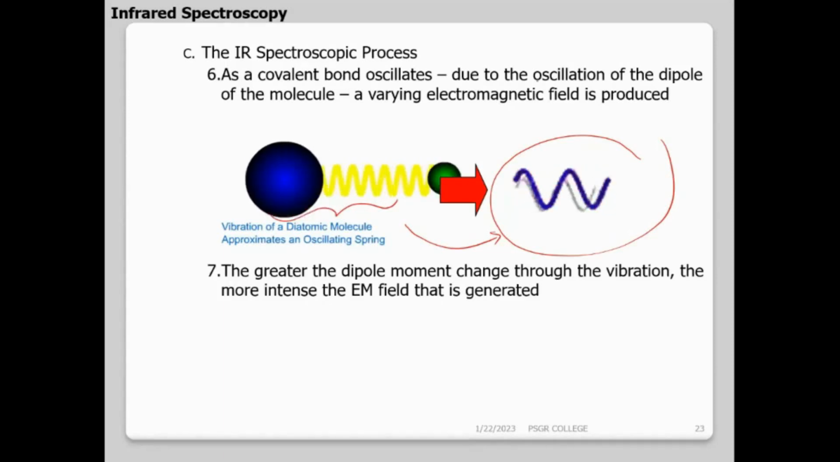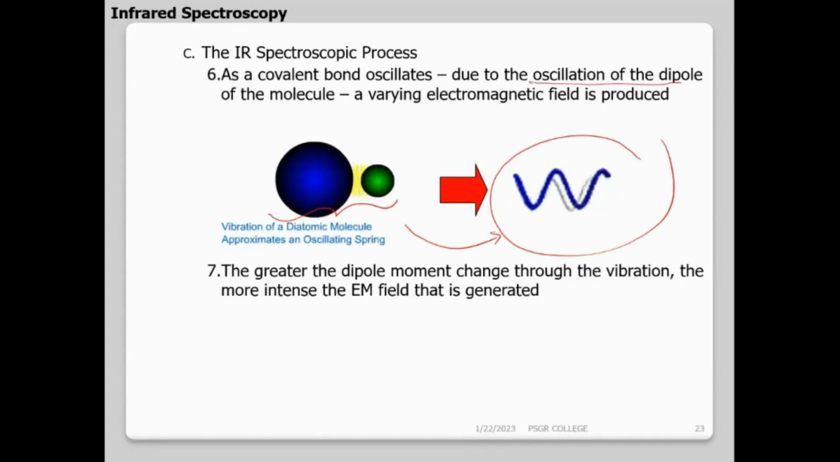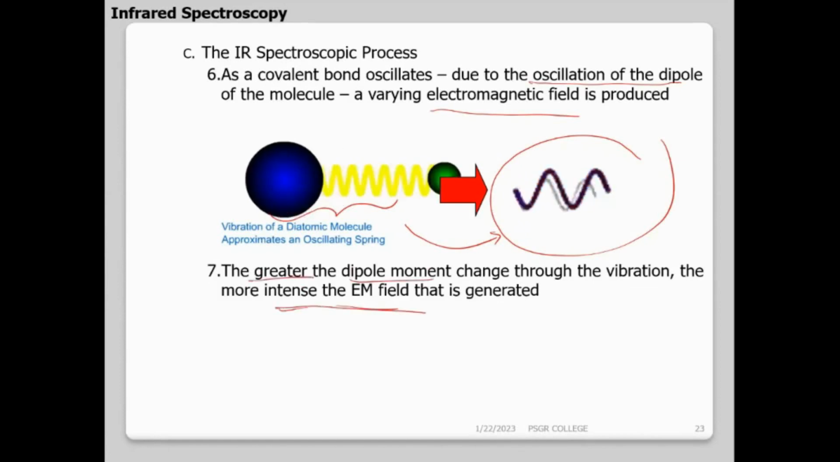So you have an oscillation of the dipole. The dipole oscillates. So this oscillation of dipole creates an electromagnetic field. Okay, how much field am I creating? I am creating a field which depends upon the dipole. So greater the dipole, greater will be the intensity of the electromagnetic field.